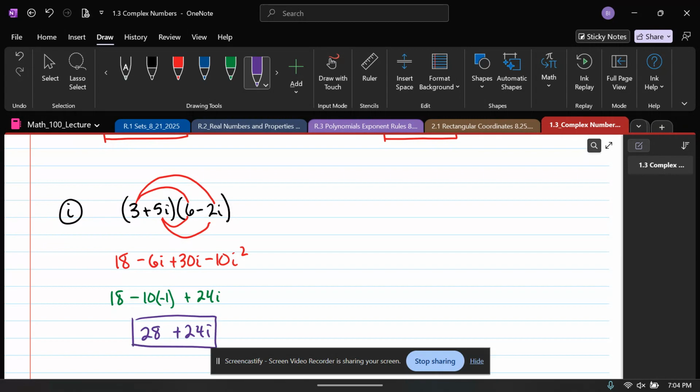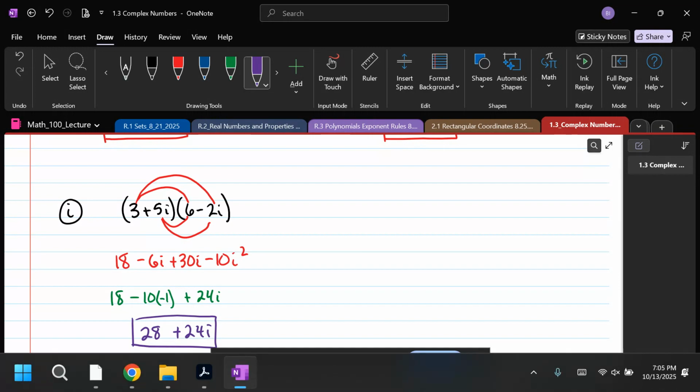So that i squared turning into a negative 1 changes that to be a positive 10 right there. So that's 18 plus 10. That's where the 28 came from. The 24i was 30i and a negative 6i added together. Now that's doing it by hand. That took 1, 2, 3, 4, 5, 6 operations to get there. I'm going to type it in on the calculator and make sure that's correct.